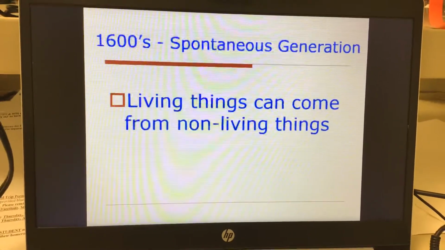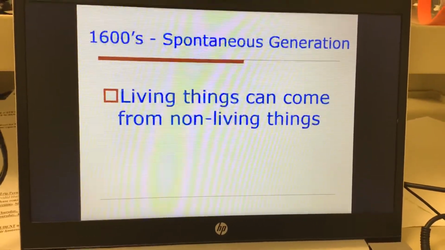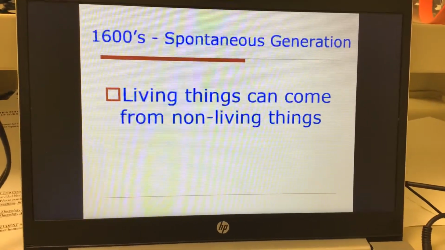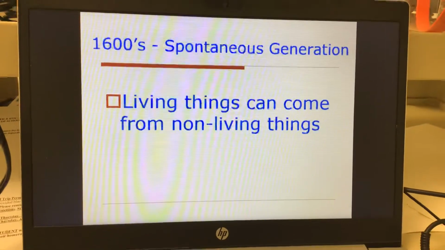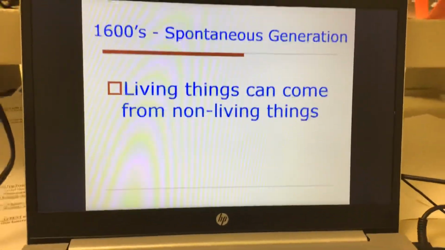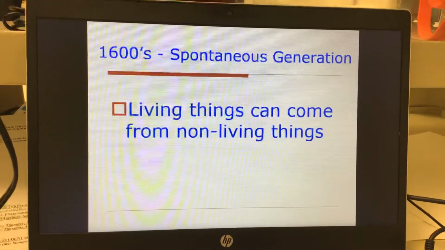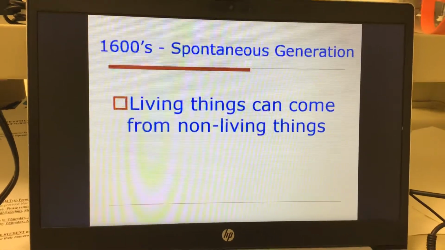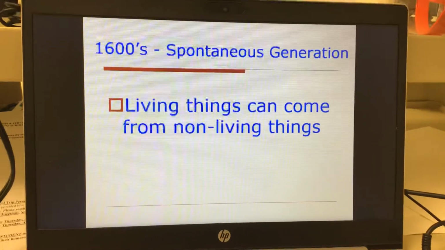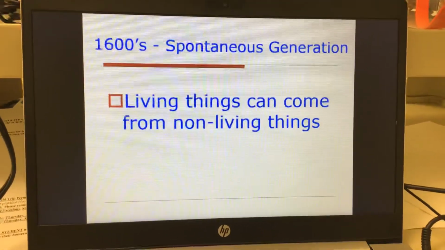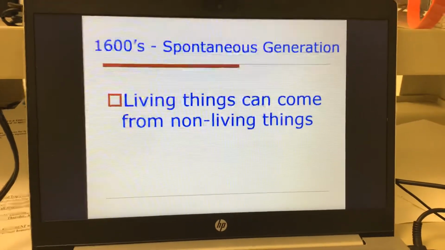About 400 years ago, in the 1600s, there was this thing called spontaneous generation. The definition for that: living things can come from non-living things. Now today, we know that that's obviously not true. We know that never works. I can't have my chair give birth to a rabbit. That sounds silly, but there were some situations back in the day where they thought it was possible.